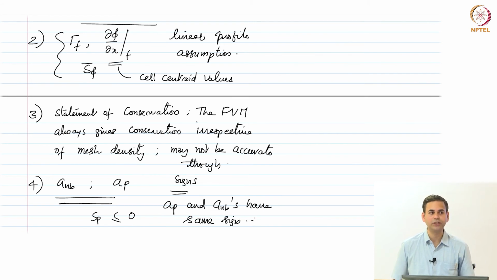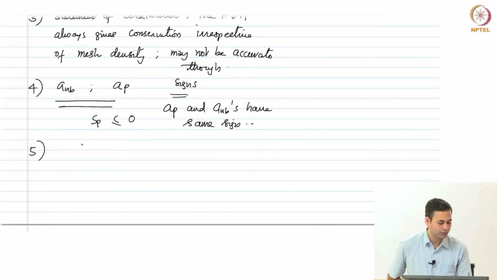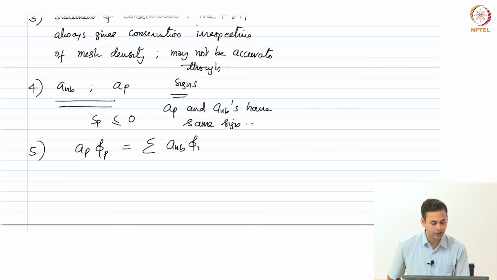Now, what does it mean if they have the same sign? Because we have AP phi P equals sigma A and B phi and B plus some B, okay. If I have the same sign for A and B and AP, if my phi and B, that is the phi for east, west, north, south, goes up, what will happen to phi P? Would it increase or decrease? If these increase, they have the same sign, what will happen to phi P also? Increases.